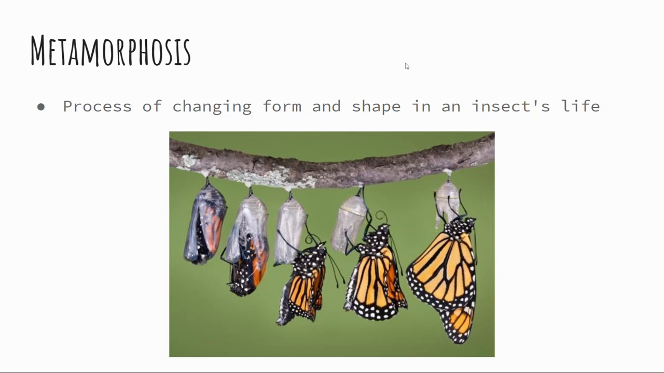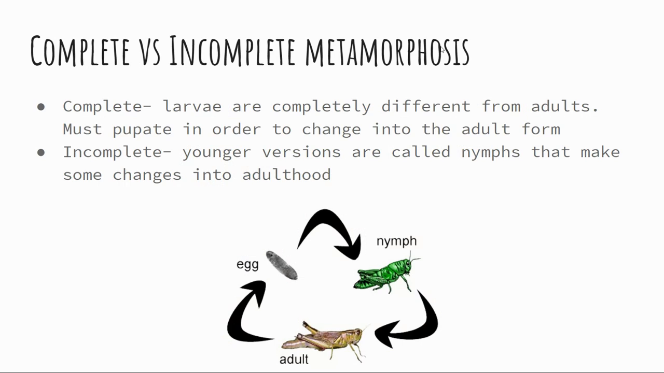Metamorphosis. This is the process of changing form and shape in an insect's life. There are two different types of metamorphosis: complete and incomplete. In complete metamorphosis, the larvae are completely different from the adults. Most pupate in order to change into adult form. In incomplete metamorphosis, younger versions called nymphs make some changes into adulthood. Grasshoppers are a great example of insects that go through incomplete metamorphosis. With complete metamorphosis, what you start with is completely different from what you end with. With incomplete, there are a lot of similarities, but there are some differences.